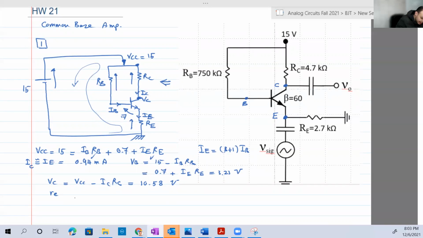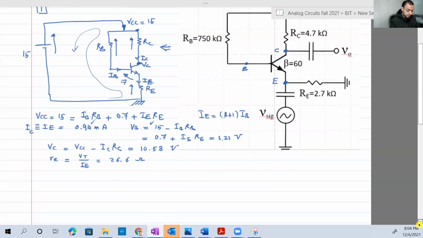Okay, so R pi is VT over IB. RE small is VT over IE, or IC approximately, if they are approximately equal to each other. So VT is 25 millivolts, IE is known, 0.94 milliamperes. If we calculate that, this will be 26.6 ohms. That's basically the DC part of this problem.